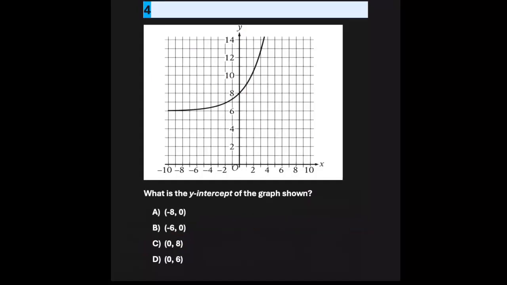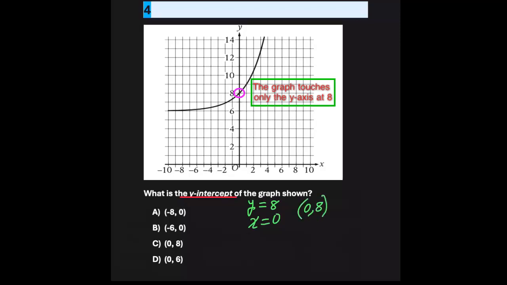Question number 4, we have a diagram showing a graph. And the question asks, what is the y-intercept of the graph? This is the y-axis, and this is the x-axis. And the graph only touches the y-axis at this location. And y is equal to 8, and x is equal to 0. X is 0, and y is 8. And the answer is right here.